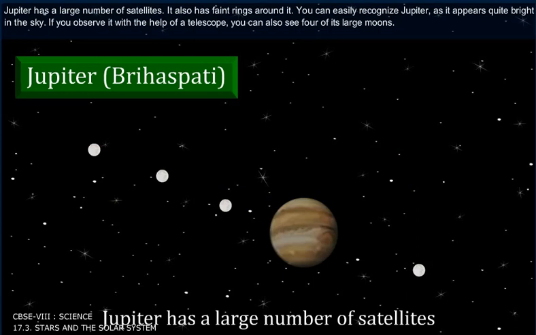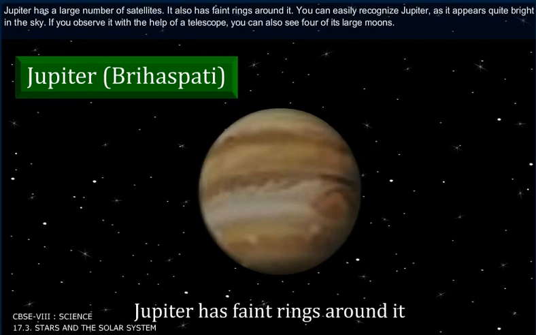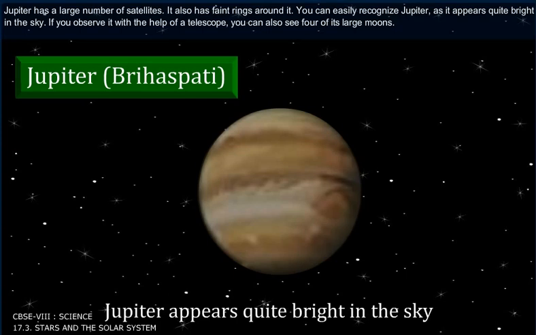Jupiter has a large number of satellites. It also has faint rings around it. You can easily recognize Jupiter as it appears quite bright in the sky. If you observe it with the help of a telescope, you can also see four of its large moons.